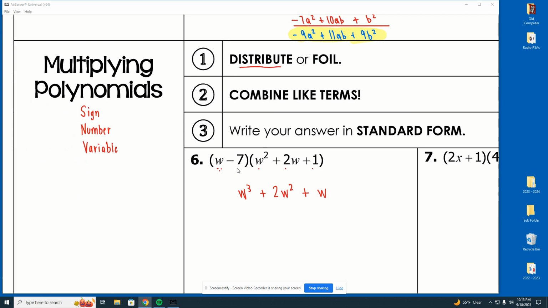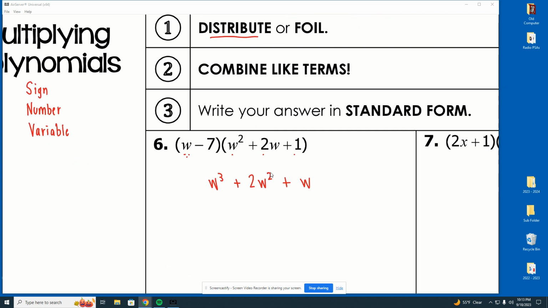Now I've got to come along and distribute negative 7. So let's take negative 7 and distribute it to W squared. Well, that's negative 7W squared. Where will that go? Directly under the positive 2W squared.